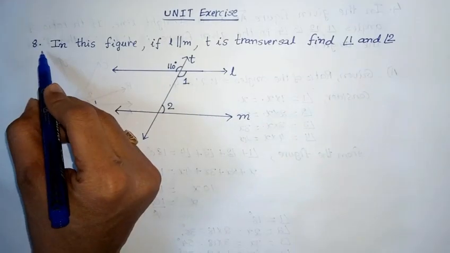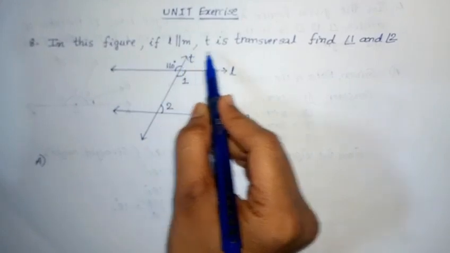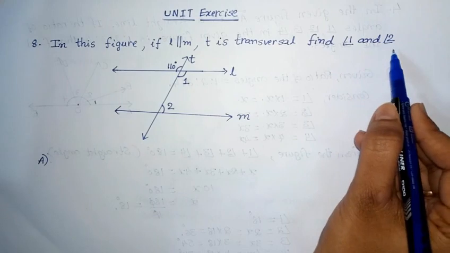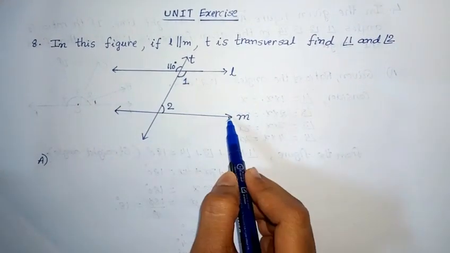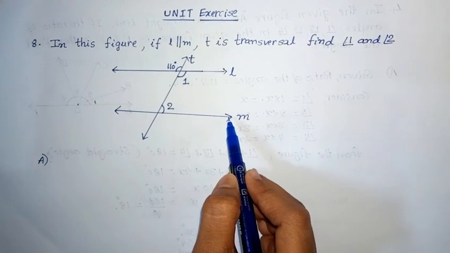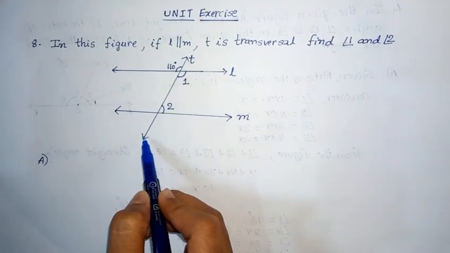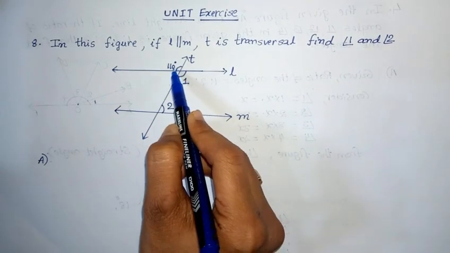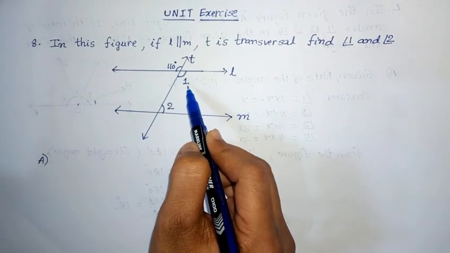Next problem, eighth one. In this figure, if L is parallel to M, T is a transversal. Find angle 1 and angle 2. This is the line L, this is the line M. These two are parallel and the line T is a transversal line. So in this figure, angle 1 and 110 degrees, these two are vertically opposite angles. The vertically opposite angles are equal.